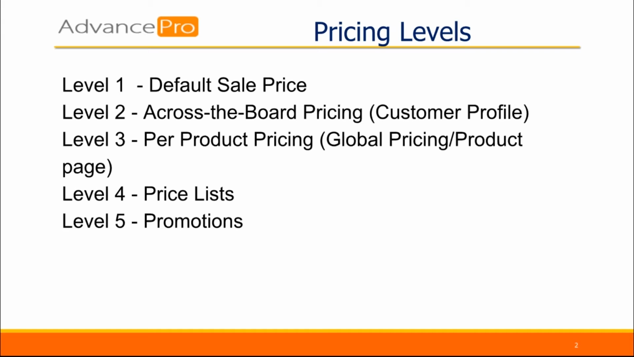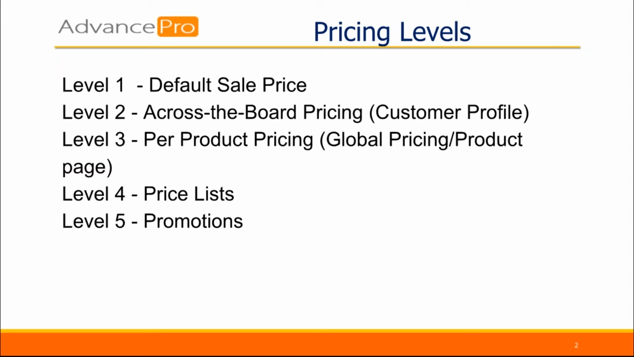The next level is what we call per product pricing, which can be set from the product page or from global pricing. This is where you would also upload a price list previously. This essentially will let you say for a customer or for a group of customers, there are products or categories of products that get certain specific prices or markups or discounts.